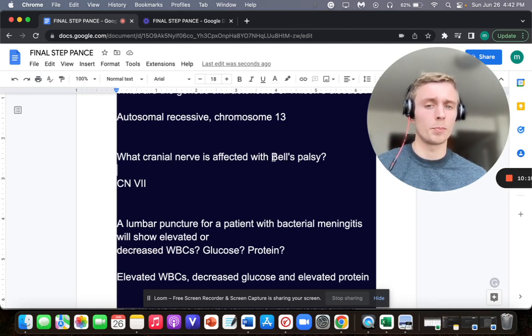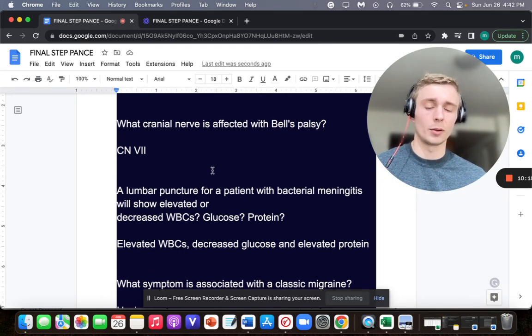For Bell's palsy, they won't be able to. So Bell's palsy is a complete palsy of that whole cranial nerve, the facial nerve, so they won't be able to do that. And that's how you can differentiate between a stroke and Bell's palsy.